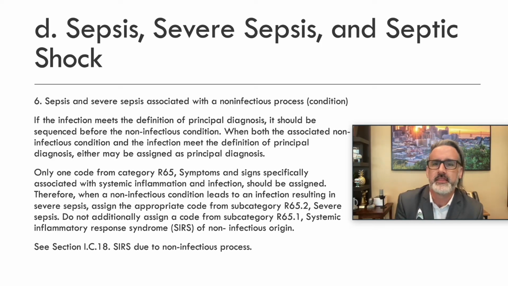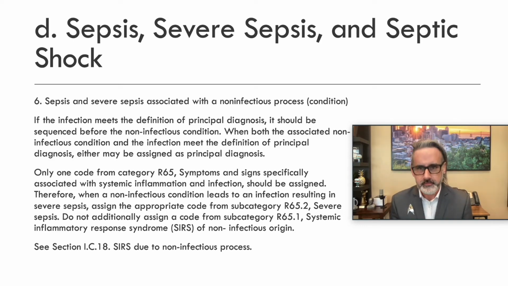You'll be looking at the guidelines for SIRS a little later, in chapter 18. But to translate what this guideline states, if the infection is noted as able to be used as a principal diagnosis, then we would code it before the non-infectious condition. If both the non-infectious condition and the infection itself are listed as possible principal diagnosis codes, then sequencing doesn't matter in that case. So this is where we always have to check our ICD-10 book to see which codes can be coded first. And then we would only have one R65 code, no matter what we're dealing with. Just like I mentioned before, if the patient has septic shock and severe sepsis, it doesn't make it worse to code it twice. So we'd only ever have one code in the R65 category.